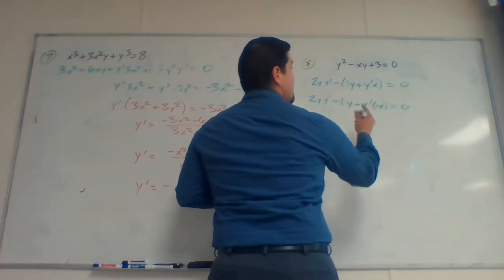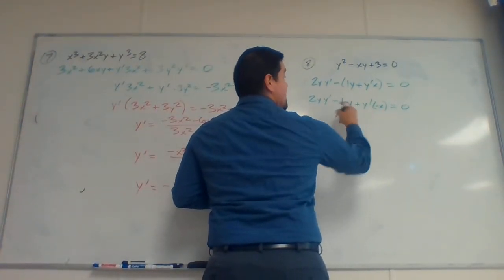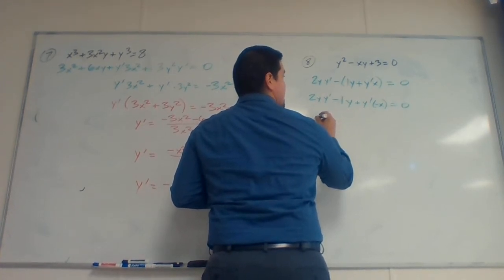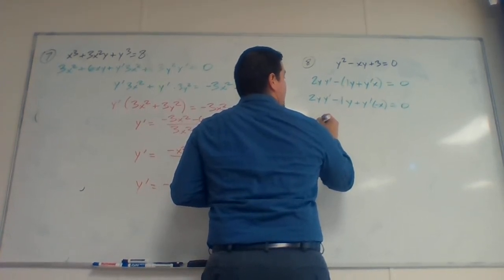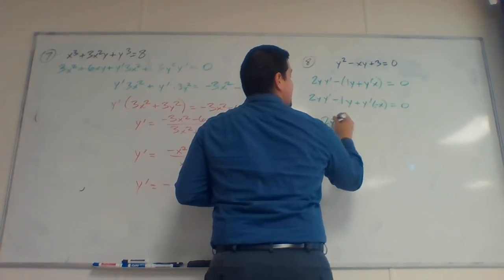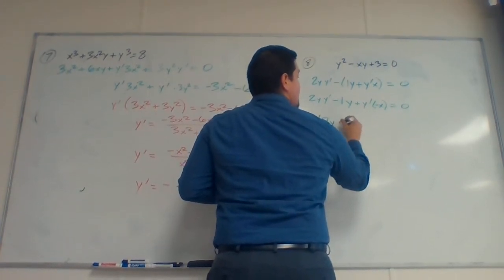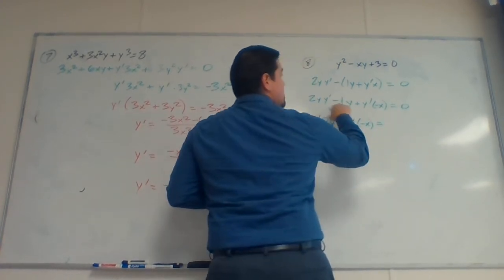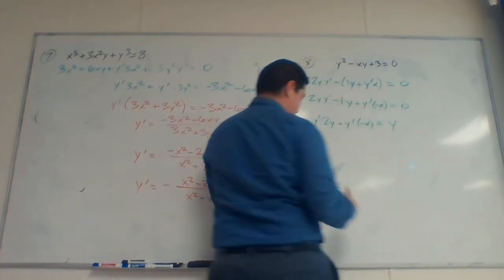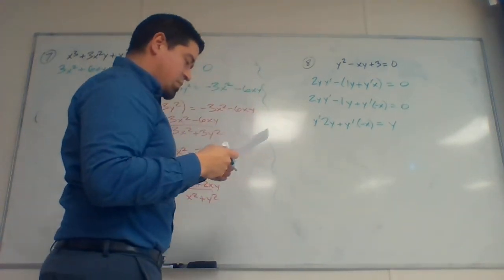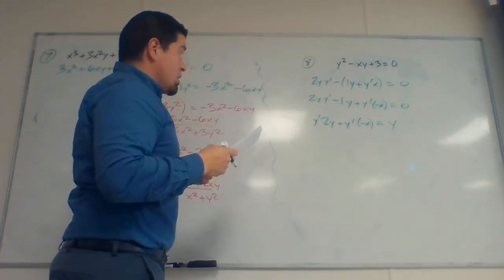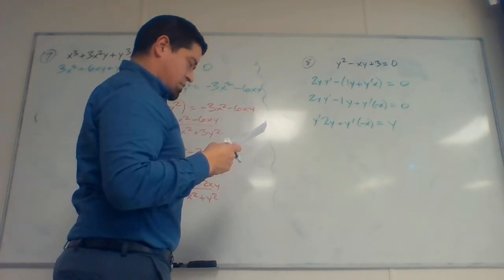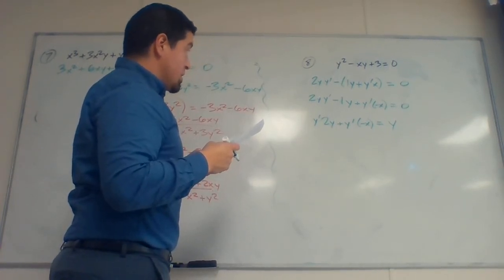Okay, so leave all the y primes on one side, take everything else to the other side. So we end up with y prime times 2y plus y prime times negative x equals y, two y squared.